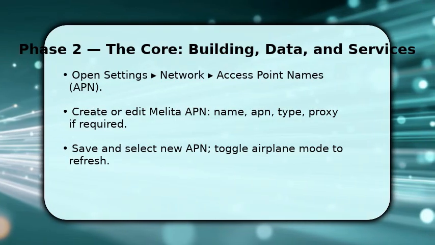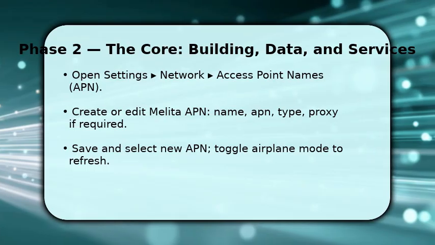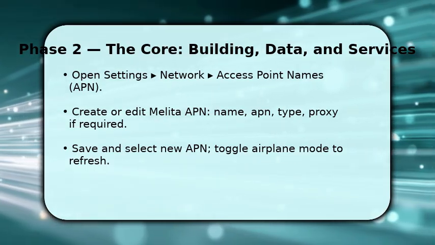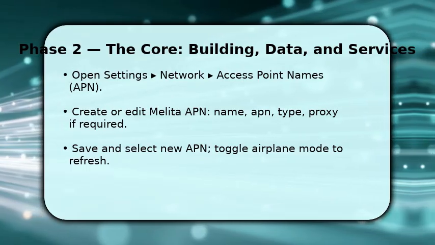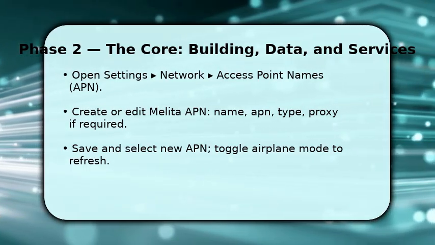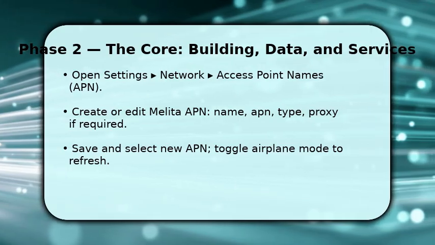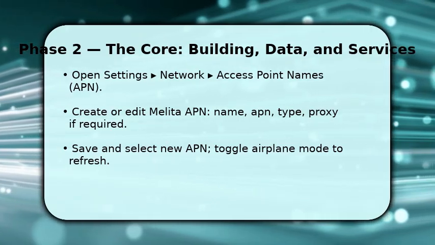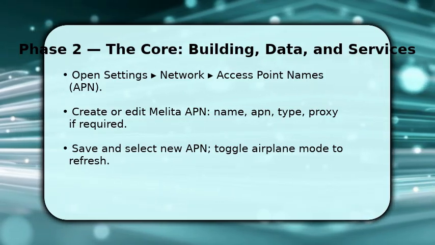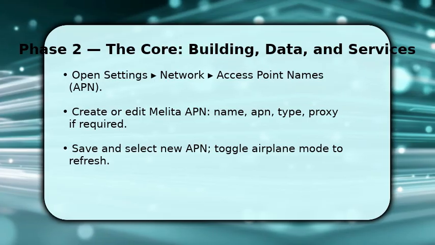Now you configure the APN so your device knows how to carry Melita data. You go to Settings, the Network or Mobile Networks, then access point names. Create a new APN entry using the Melita values you collected. Enter the APN exactly, set type to default, SUPL, or Internet, and leave username/password blank unless supplied. Save the profile and tap to select it.